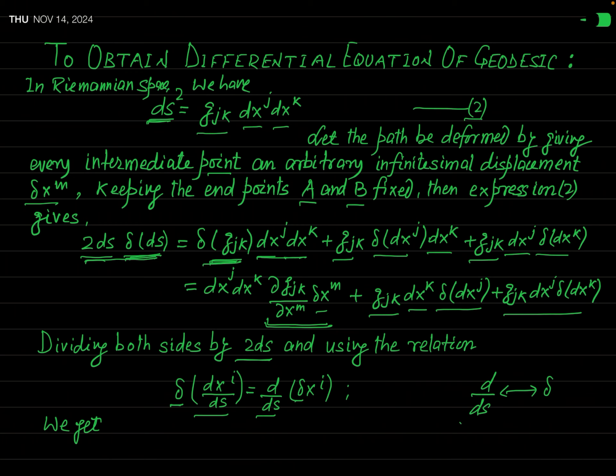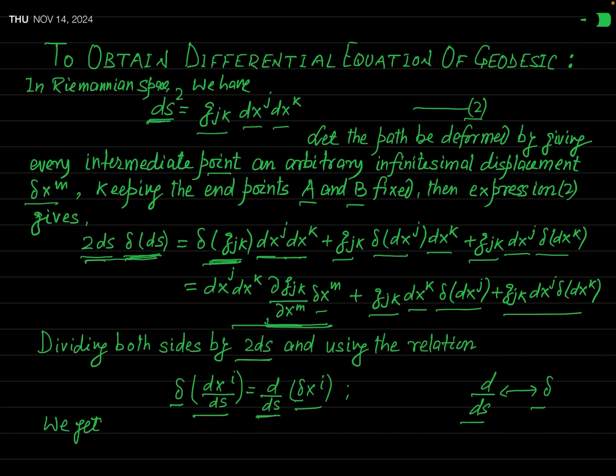Okay, so wherever it will be needed, we can write delta operated on dxi by ds instead of d/ds delta xi, and vice versa. Okay, so utilizing this result and also by dividing this 2 ds in RHS, what will be the expression in RHS? Now you can see.